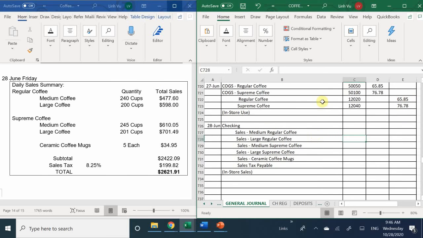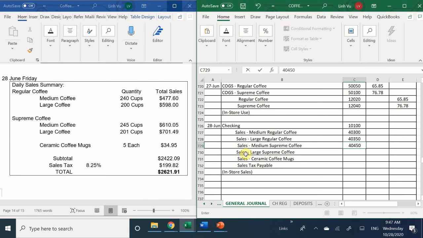And then from there, we need our post reference numbers. So checking is 1,100. Sales medium regular is 40,300. Sales regular, 4350. Wait, I'm lost. That's right. 4350. That's right. Okay, and then the large is 44.